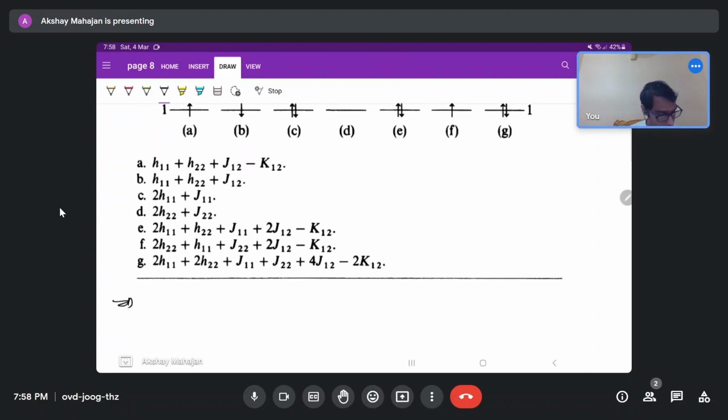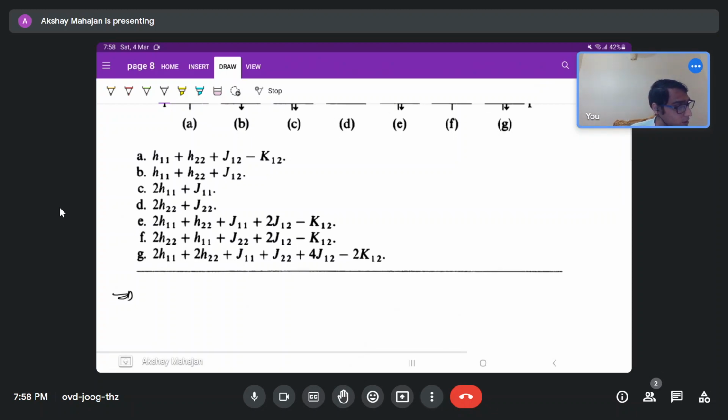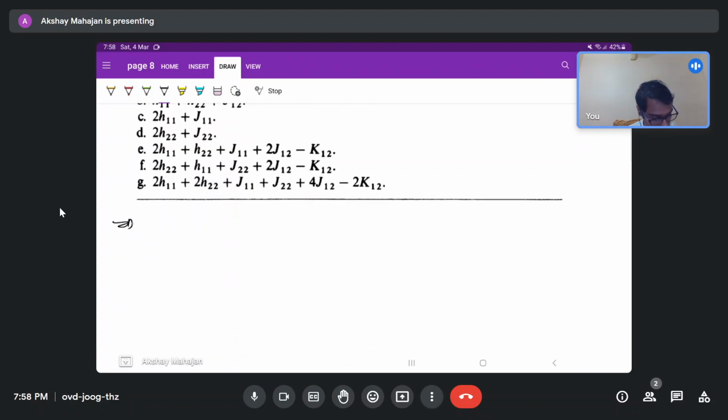So we know the rules for this calculation. An electron in a spatial orbital A contributes the core energy, and each unique pair of electrons in spatial orbitals A and B contributes JAB as the Coulomb energy, and each unique pair of electrons with parallel spin in spatial orbitals A and B contribute. Okay, so those will be the rules.